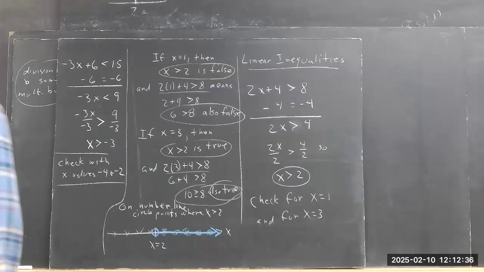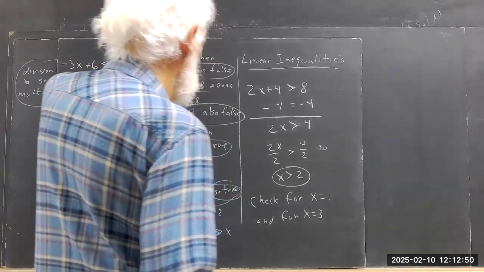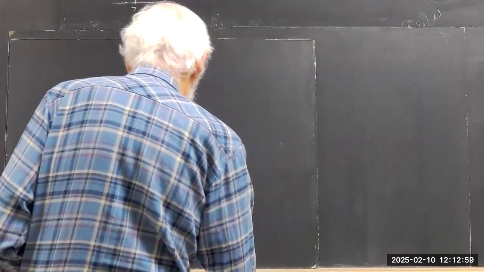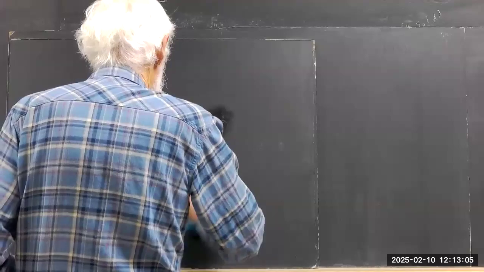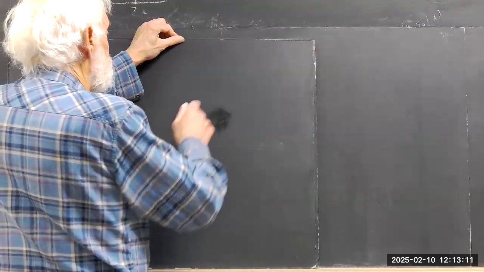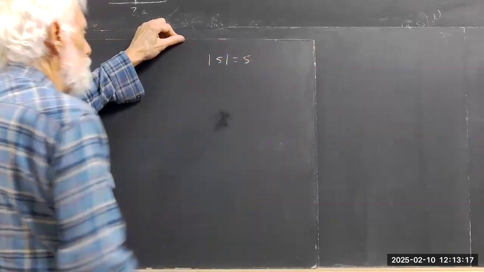There's another thing that's coming up in your assignment this weekend that often throws people off a little bit, and that is absolute value. Now I'll give you the intuitive idea of absolute values. It does get a little more subtle, but the intuitive idea is that the absolute value of 5 is 5.